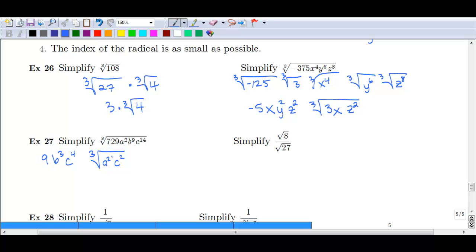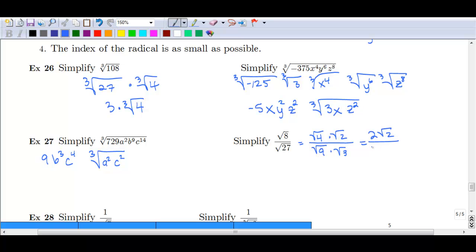Now let's look at rationalizing denominators. In this case, we want to start off first by simplifying these radicals. So we've got the square root of 8 over the square root of 27. The square root of 8 can be thought of as the square root of 4 times the square root of 2. And the square root of 27 can be thought of as the square root of 9 times the square root of 3. Or when we simplify, we have that root 2.